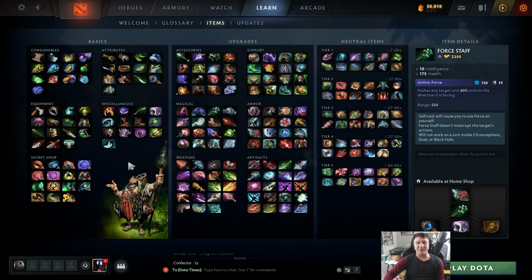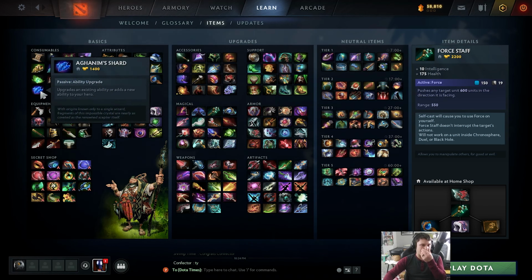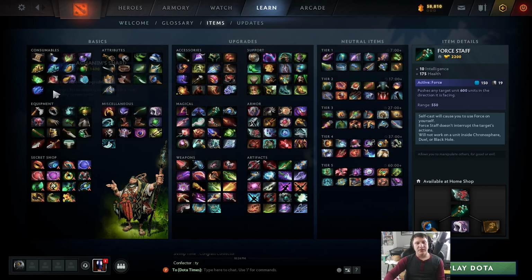Some other key items that everybody has that is good to know about is that Shard that we're talking about. It upgrades an existing ability or adds a new one to your hero. 1,400 gold. It's pretty dang good. And you can get one from the Tormentor as well, just depending on if you're the lowest person.